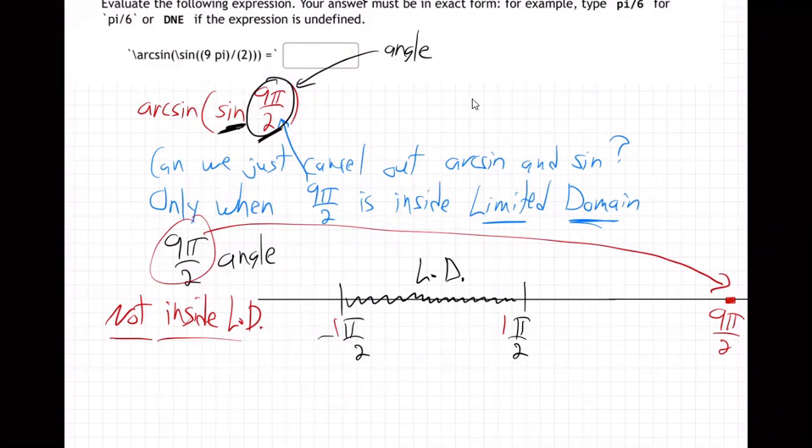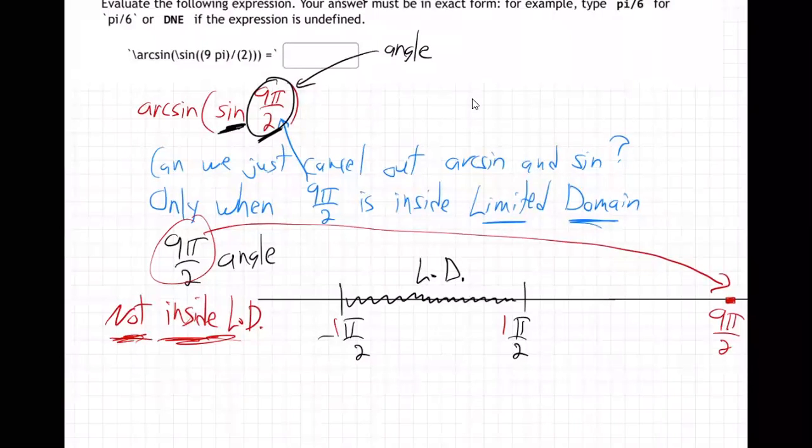Well, then what do we do? Is it going to be D and E, does not exist? No, there's going to be an answer. It's just not going to be 9 pi over 2. How do you know it's going to be an answer? Because it's an angle. Even though the angle's not inside, remember with angles, we can always add 2 pi or subtract 2 pi. It's like a clock going around: 12 hours later, it says the same time. So if we add 2 pi or subtract 2 pi, it's the same angle and we can say it differently.